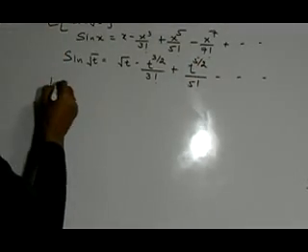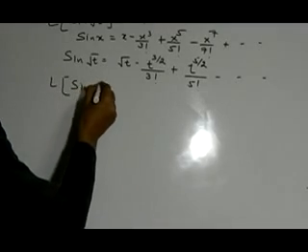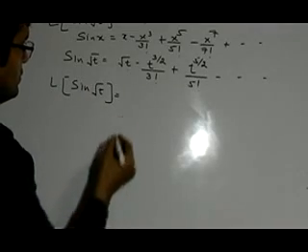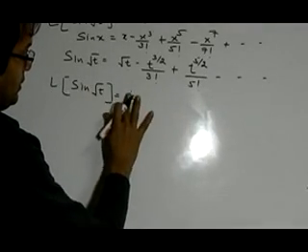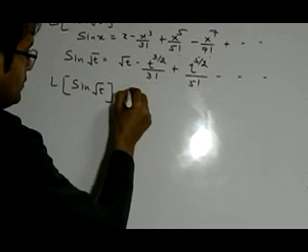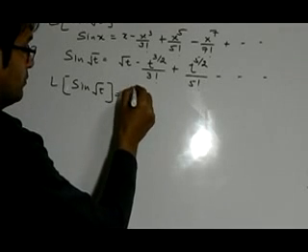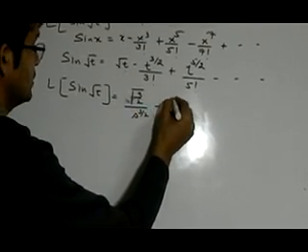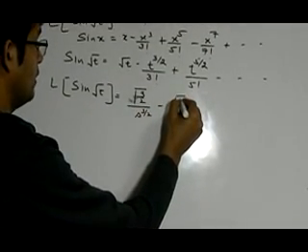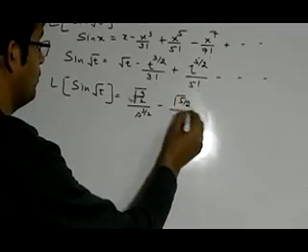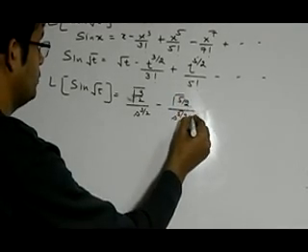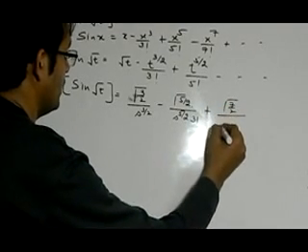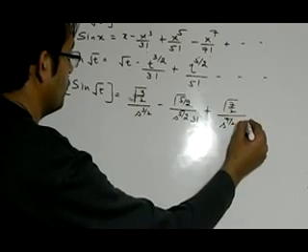Now taking the Laplace transformation and using the linearity property, what will be the Laplace of this? Laplace of this will be simply gamma 3 by 2 upon s to the power 3 by 2 minus gamma 5 by 2 upon s to the power 5 by 2 into 3 factorial plus gamma 7 by 2 by s to the power 7 by 2 into 5 factorial.